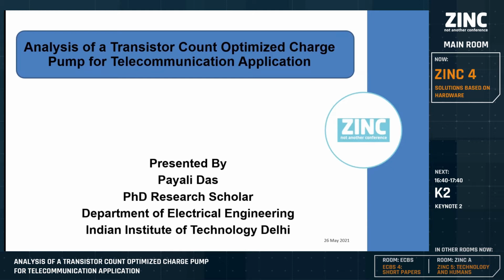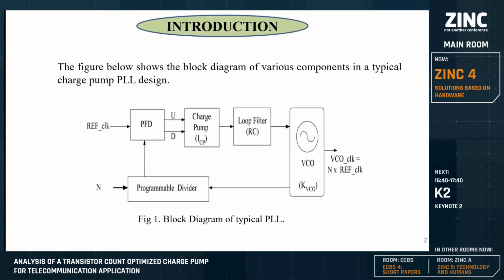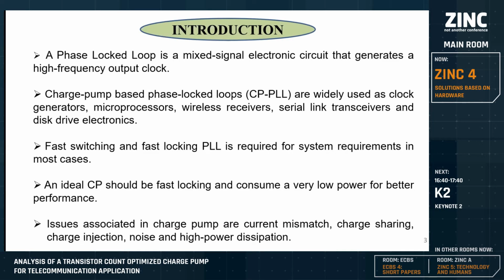A phase lock loop is a mixed signal electronic circuit that generates a high frequency output clock. Charge pump based PLLs, that is phase lock loops, are widely used as clock generators, microprocessors, wireless receivers, serial link transceivers, and disk drive electronics. Thus, fast switching and fast locking PLLs are required for system requirements in most cases. An ideal charge pump should be fast locking and consume very low power for better performance.